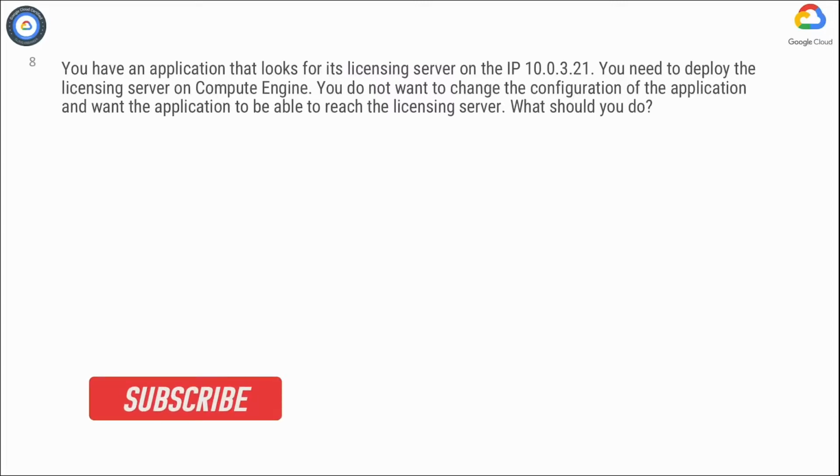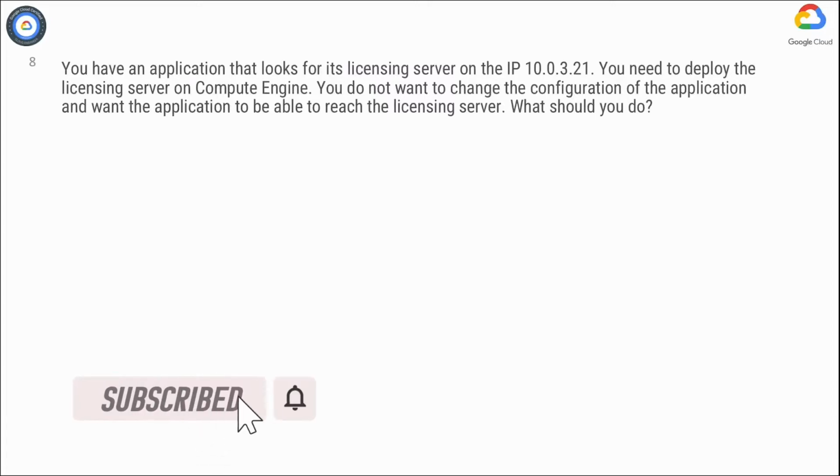You have an application that looks for its licensing server on the IP 10.0.3.21. You need to deploy the licensing server on Compute Engine. You do not want to change the configuration of the application and want the application to be able to reach the licensing server. What should you do?